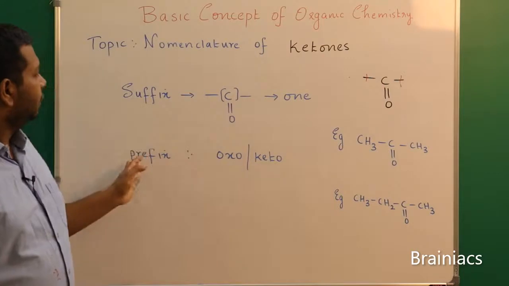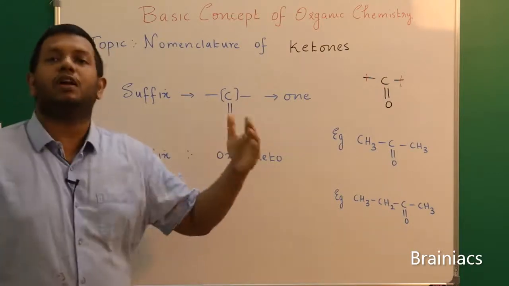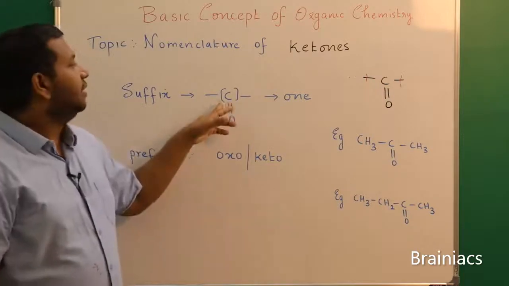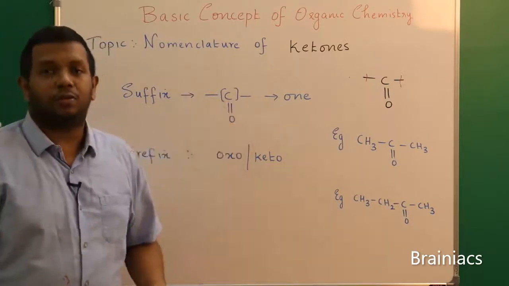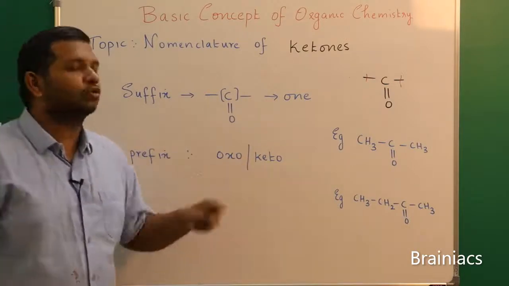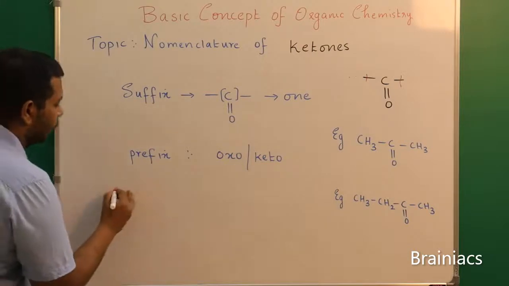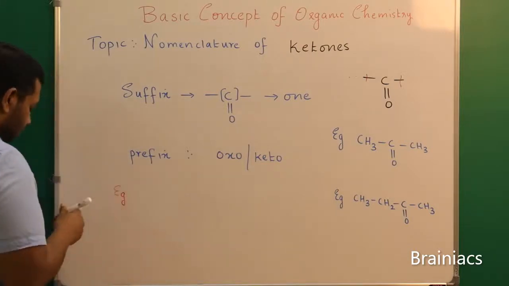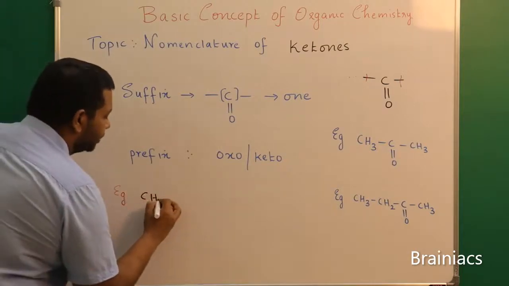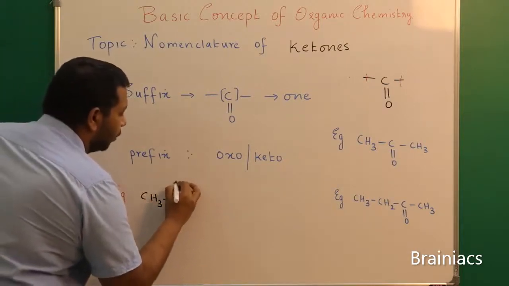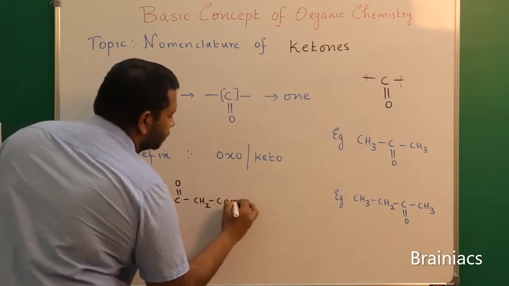Suppose it is not included, for example, if this C double bond O comes along with COOH. In this case, C double bond O will behave like a substituent. In that case, I use the prefix oxo or keto. I will give you an example, since questions are always like this. See here, a case like this: CH3, C double bond O, CH2, COOH.